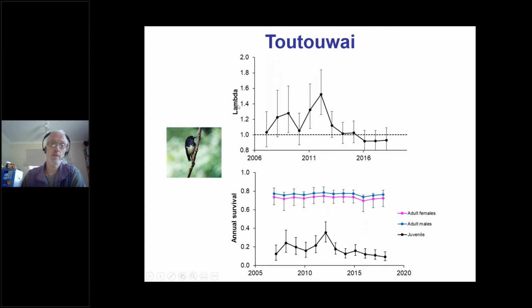So this is the lambda, or finite rate of increase. That's basically how quickly the population is growing. The bottom line is lambda needs to be above 1 for a population to increase. If it's below 1, if it's down here, it's declining. The point here is that those lambda values are all over the place between years. And that, if you look at the bottom down here, is driven by annual variation in juvenile survival, which is also all over the place. So stoats may be having a role there, but it could also just be because it's varying, say, with climatic conditions from year to year.